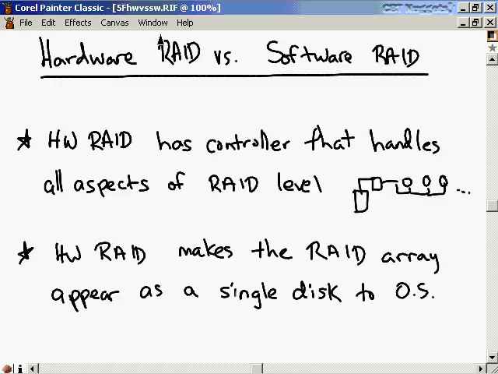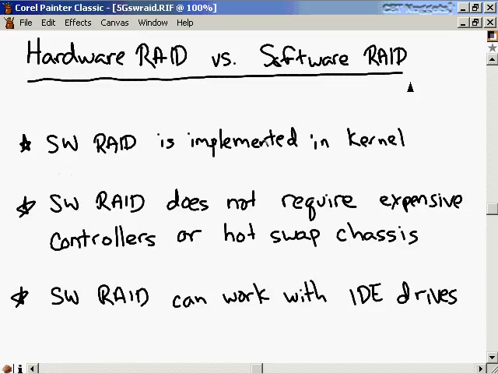All right. The alternative to hardware RAID is software RAID. And with software RAID, instead of having a controller that takes care of all the disk writes, it's all implemented in the kernel. So the software, the operating system itself, takes care of taking that file that needs to be written out to disk and saying, okay, this one needs to be written to disk 1, and this little piece needs to be written to disk 2, and this little piece needs to be written to disk 3, and so on. But the advantage of software RAID is that it doesn't require any expensive controllers or a hot swap chassis or anything like that. A hot swap chassis is just something that allows you to unplug a disk from your system and plug a new one in without rebooting your system.